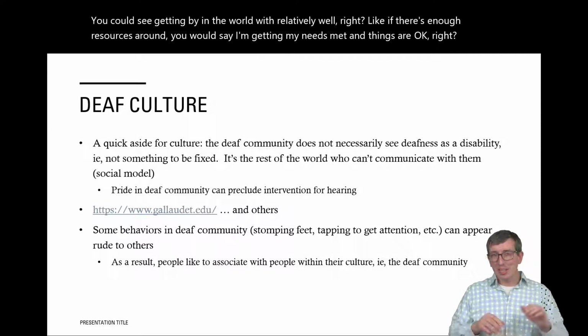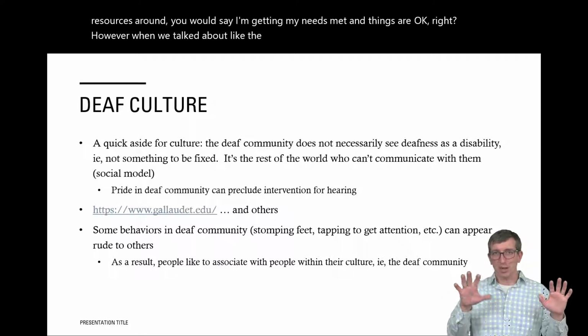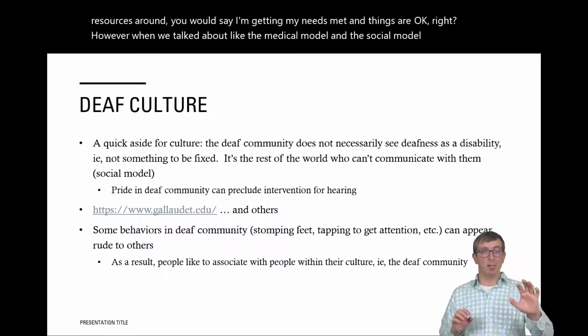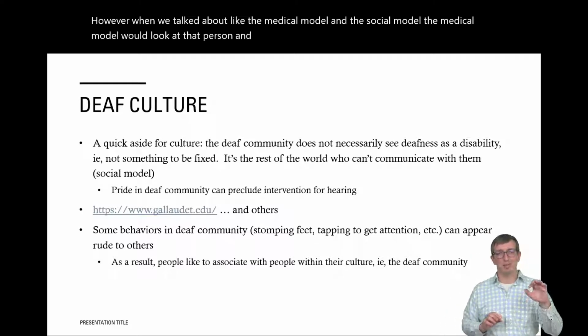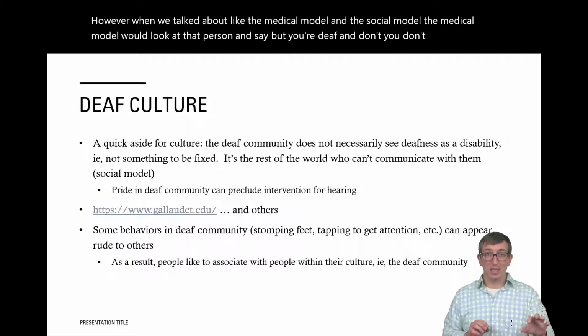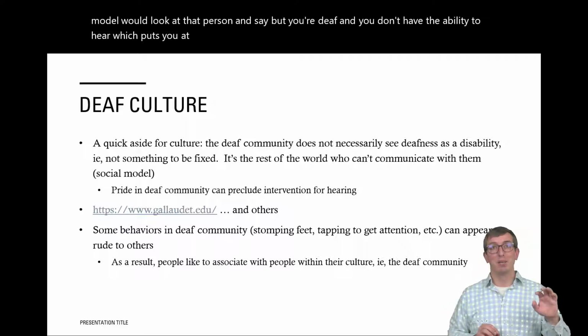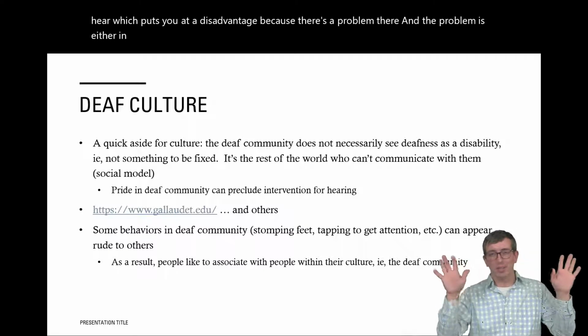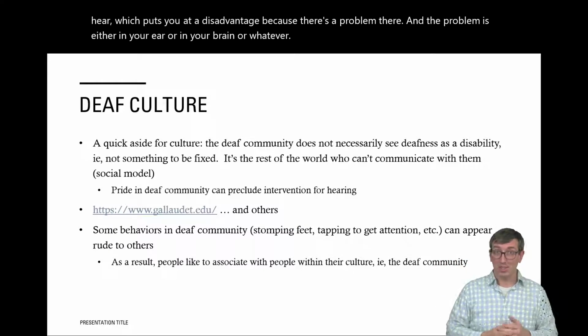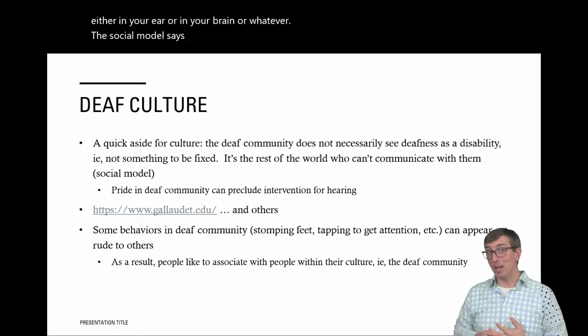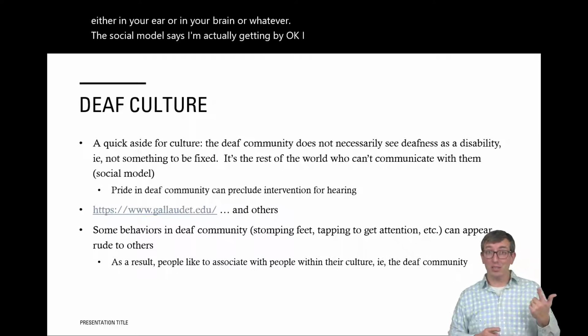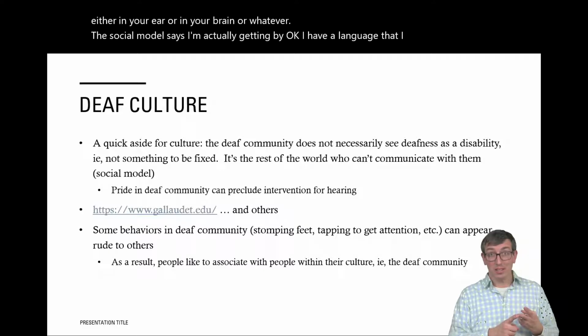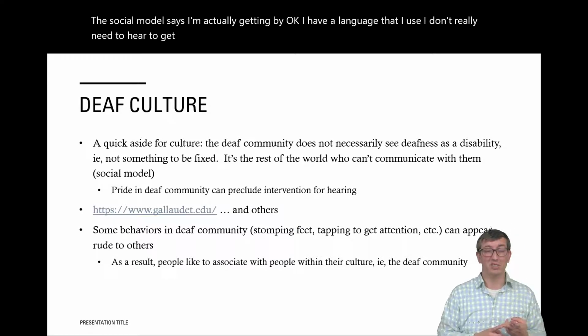However, when we talked about the medical model and the social model, the medical model would look at that person and say, yeah, but you're deaf and you don't have the ability to hear, which puts you at a disadvantage because there's a problem there. And the problem is either in your ear or in your brain or whatever. The social model says, well, I'm actually getting by okay. I have a language that I use. I don't really need to hear to get all my needs met, or at least most of them.